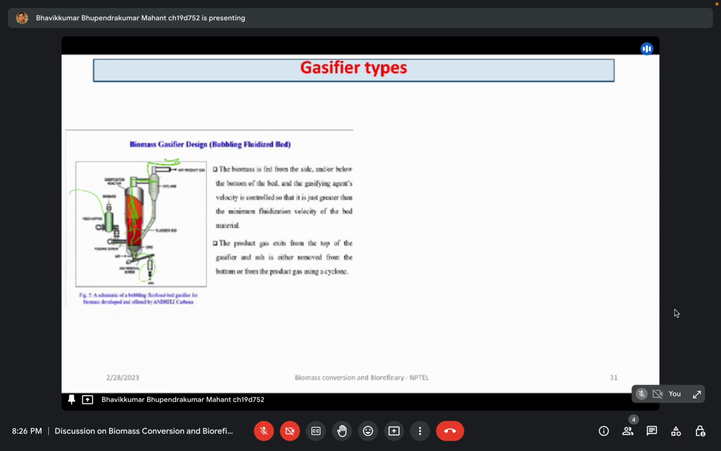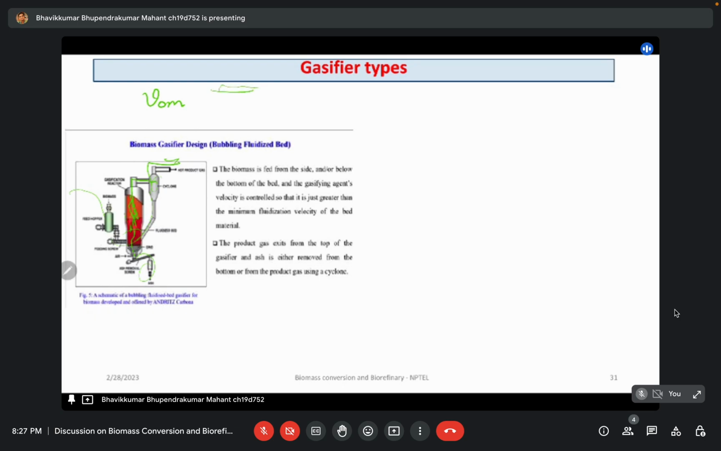So the biomass is fed from the side and below the bottom of the bed, and the gasifying agent's velocity is controlled so that it is just greater than the minimum fluidization velocity. So what is the minimum fluidization velocity? If you have visited it in mechanical unit operations, it is the minimum velocity of air required to just start to fluidize the bed.